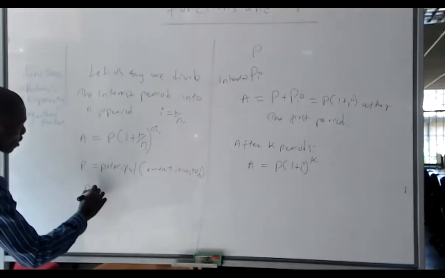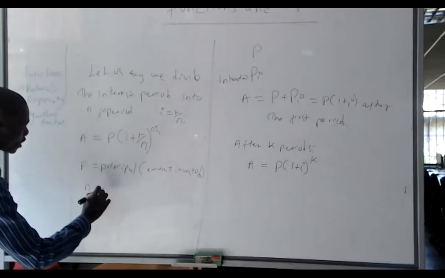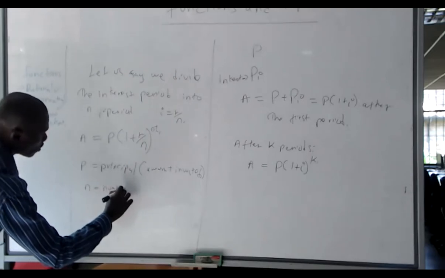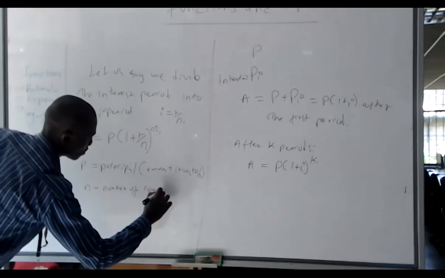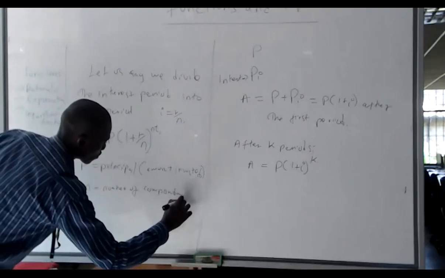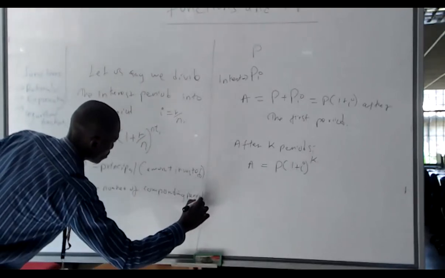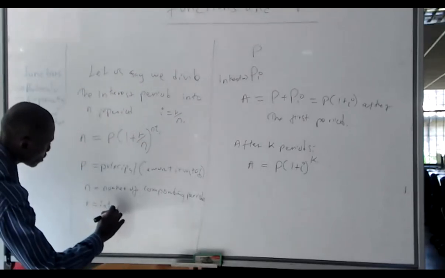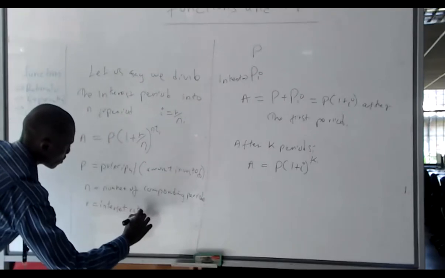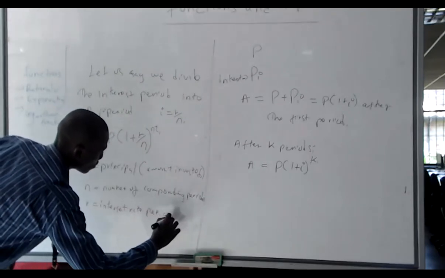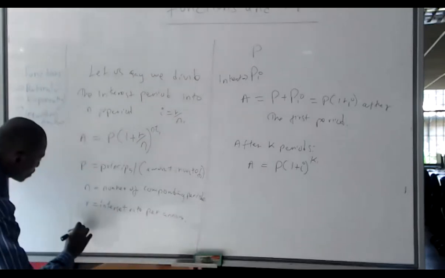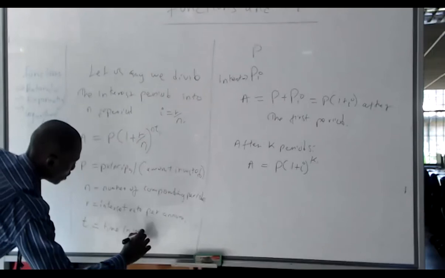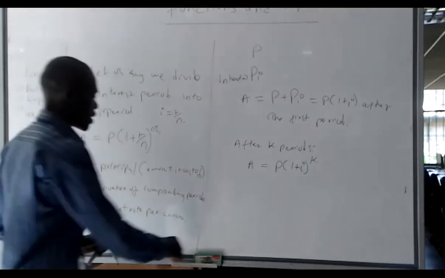Where are the R and the N coming from? N is, I'll explain that shortly, the number of compounding periods. R is the interest rate per annum. T is the time in years.